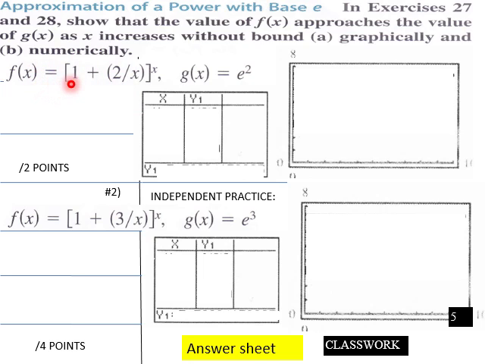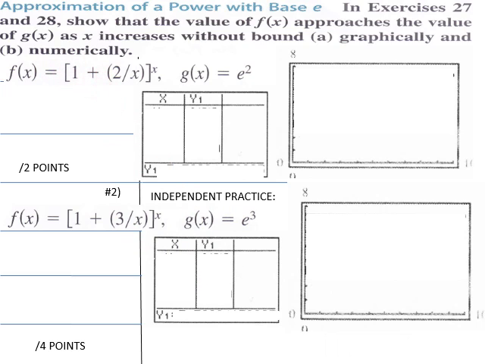So here's f: 1 plus the quantity 2 over x, all of this to the x power, and then g of x is just e squared. So we'll have x and then y1 here, and we're going to use a graphing calculator to show this. And then down here, students, this is yours, except you have e cubed, and then a different quantity here. So you need to put this into your graphing calculator.